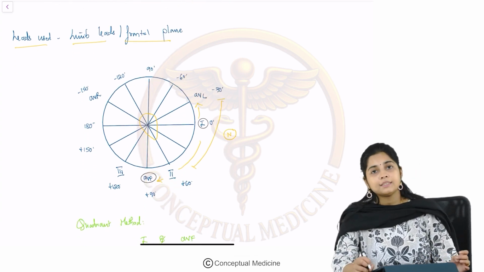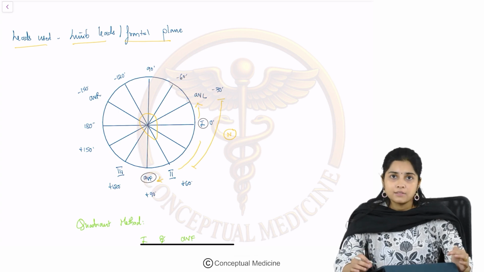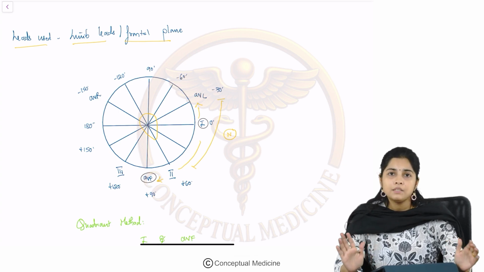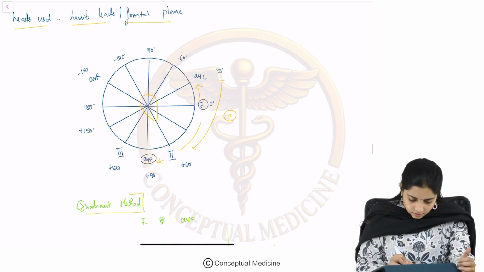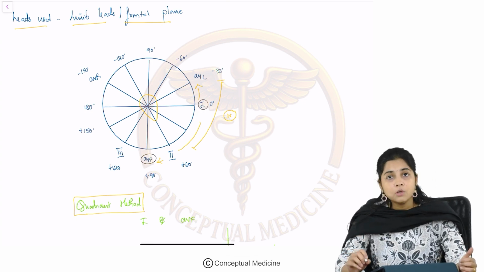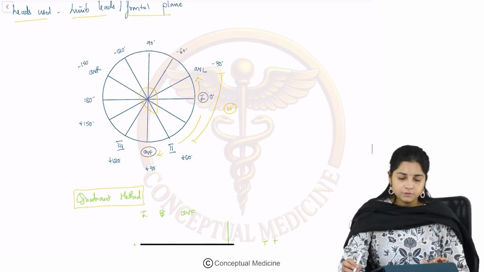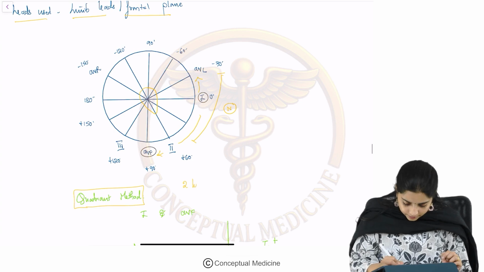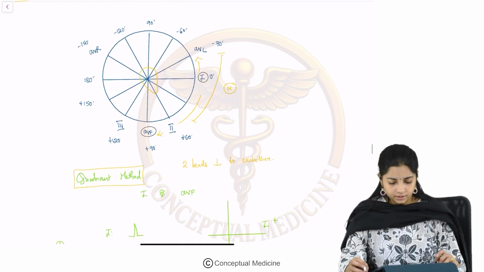Now, there are 2 to 3 methods which are used to calculate the axis of the heart, but the easiest method is what we will be learning for today. So, the easiest method is using the quadrant method. So, what is this quadrant method? So, we use the net electrical activity in 2 leads. Which are the 2 leads? We use 2 leads which are perpendicular to each other.